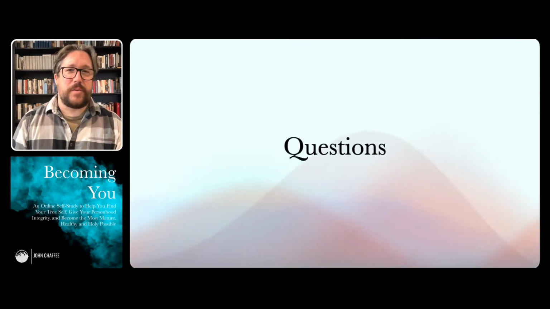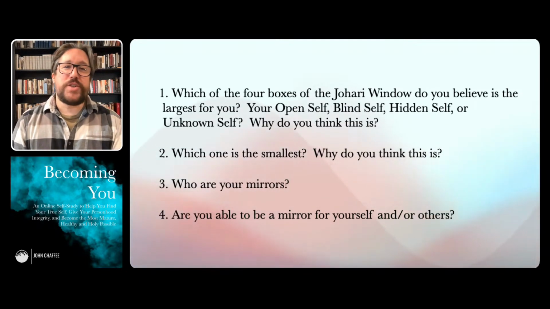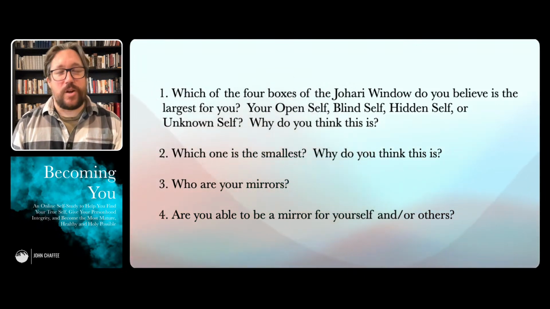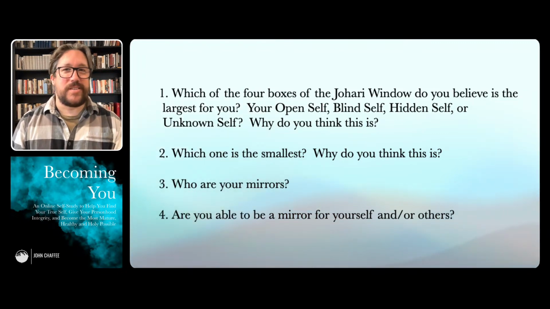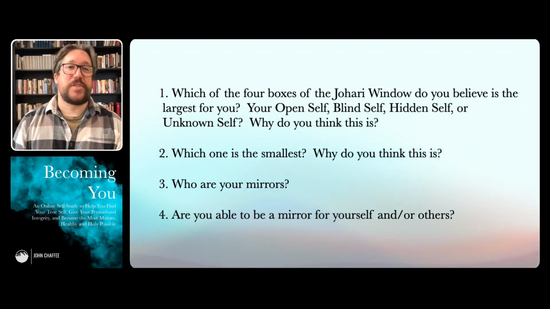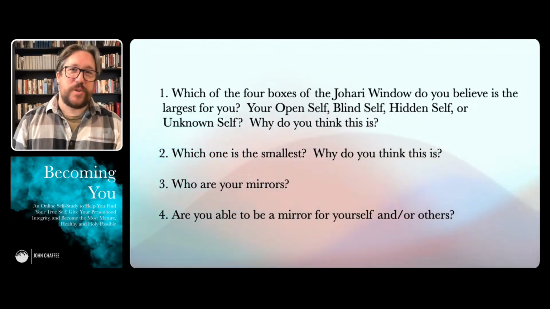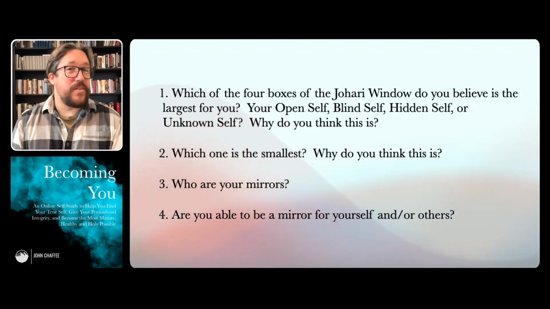So let's talk about some questions, okay? Which of the 4 boxes of the Johari window do you believe is the largest for you? Your open self, blind self, hidden self, or unknown self? Why do you think this is? Hopefully, as we age, the shapes of those boxes, the sizes, also change. But which one is the largest for you? Which one is the smallest? And why do you think that is?